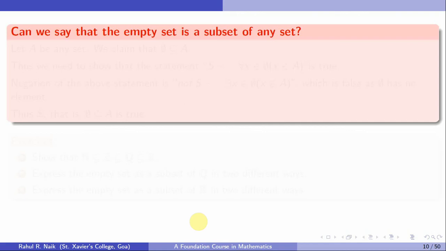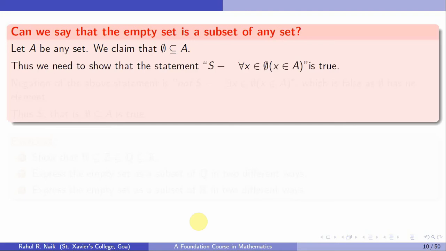So we start with any set A, and we want to show that the empty set is a subset of A. In terms of statements, when do we say that the empty set is a subset of A? I would call it S. That is the same as saying for all x in the empty set, x is in A. So I want to show basically that this is true. Now, given a statement, it will be either true or false. But if the statement is true, its negation has to be false, and if the negation is true, then the statement has to be false.